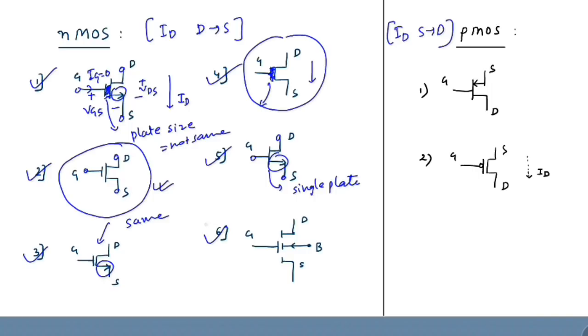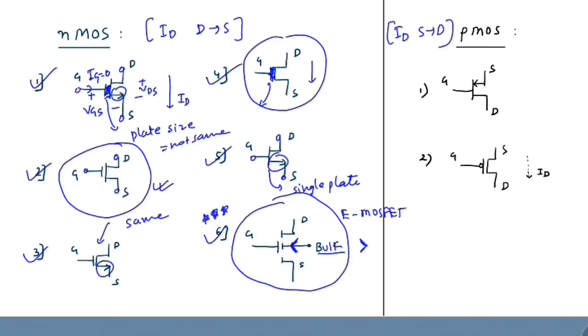The sixth symbol is very important. Please take special care while dealing with this sixth symbol, because in this symbol we have one more terminal, that is the bulk. Now if the arrow is like this, this means they are talking about the NMOS. But what if it was opposite? If it was opposite, it was the PMOS. And this type of MOSFET has a special name, known as the enhancement type of MOSFET. So these are the varieties of symbols you should know if you are preparing for the GATE examination. And the difference between the NMOS and PMOS, you can say, is only the direction of the current.